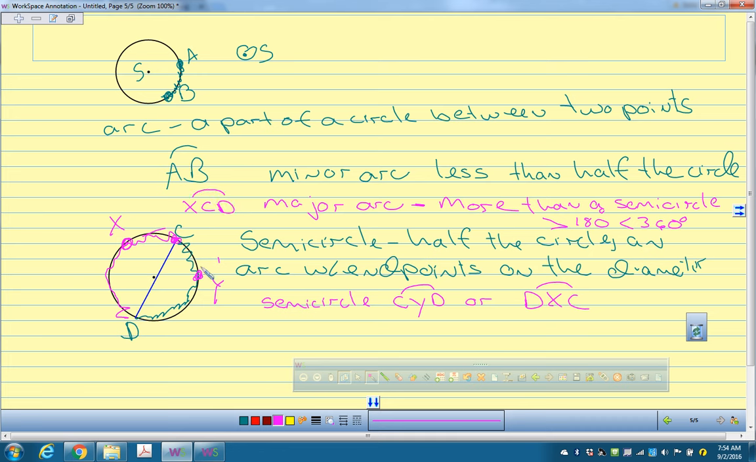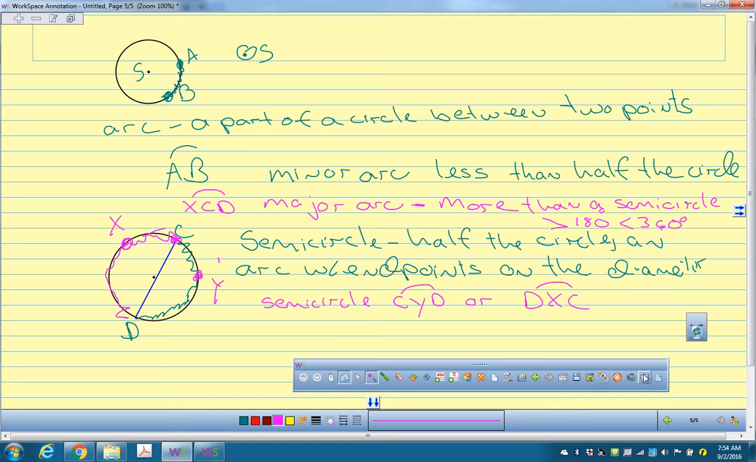Because it goes from X. You could call the same arc X, Y, D, right? So as long as it has a point in the middle, X, C, D, or X, Y, D, or D, Y, X, or D, C, X, whatever you want to call it. Okay? So that's a major arc. Couple more things. Minor arc, major arc, minor arc, semicircle we talked about. Just one more thing, and oh no, a couple more things.